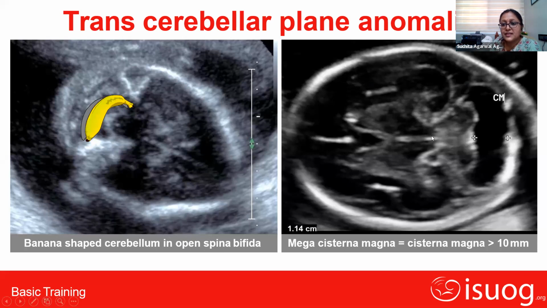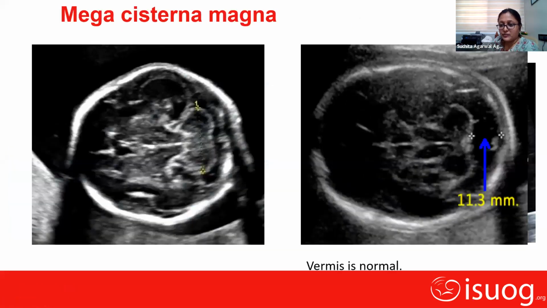So what is this? This is a mega cisterna magna. When do we call it a mega cisterna magna? When the cisterna magna measurement is more than 10 millimeters. We can see this one is 11.4. That means this is a mega cisterna magna. So if I find a mega cisterna magna, again I have to go for a detailed investigation. I have to go for a neurosonography.